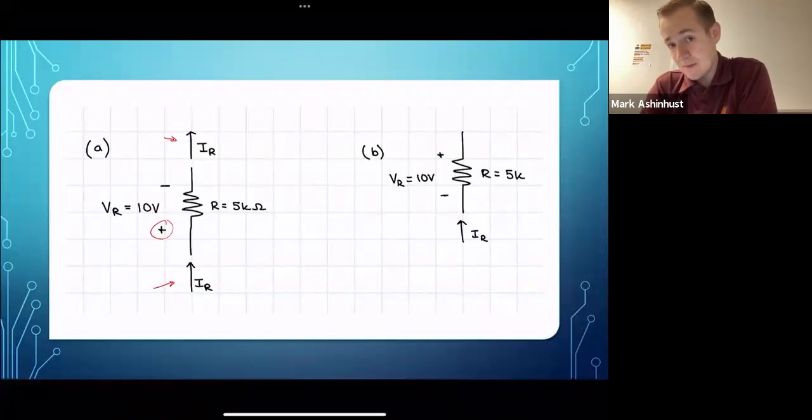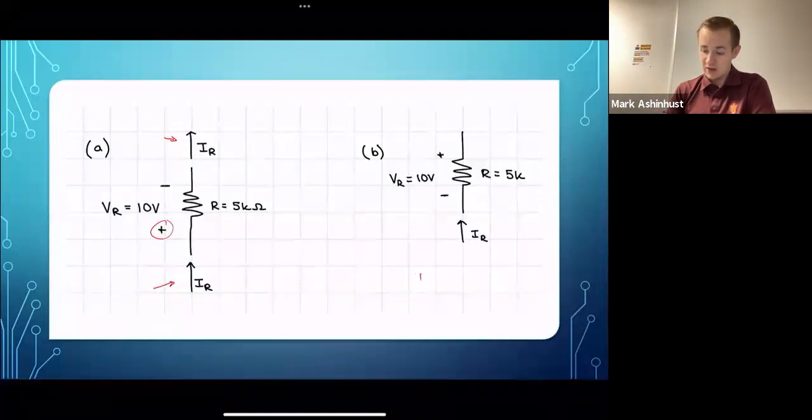So this current IR would be a positive 10 volts over 5 kilo ohms, same 2 milliamp answer. Now consider B. B is different. B, the current IR, is going into the negative terminal, coming out of the positive. So in passive sign convention, IR here would actually be a negative 2 milliamps.